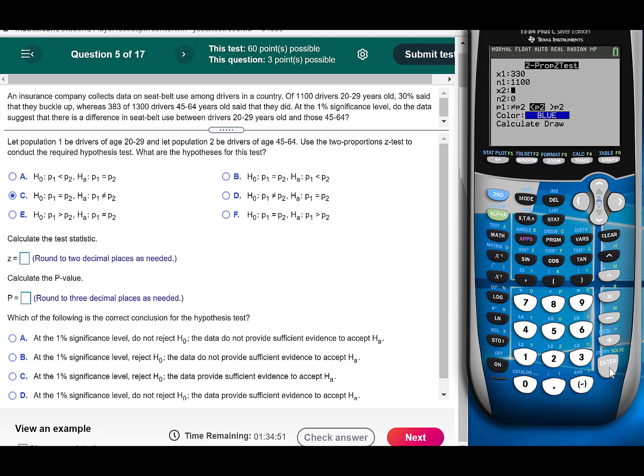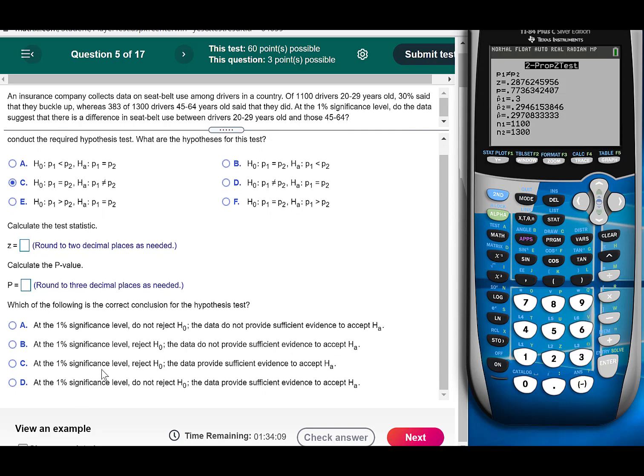X2, he says, whereas 383, so he gave us the number, which is good, of 1300. And we want to test that P1 is not equal to P2, as you notice, and hit calculate. So test statistic Z is 0.29. The p-value, guys, is 0.7736, which is more than alpha, so you fail to reject the null hypothesis. And when you fail to reject the null hypothesis, you say there is not enough evidence to support the claim.